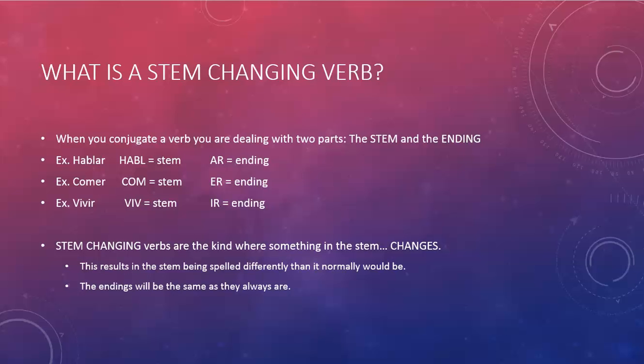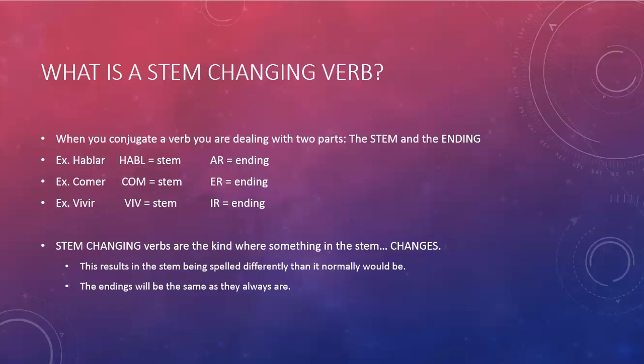What is a stem-changing verb? Normally, when you conjugate a verb, you are dealing with two parts, the stem and the ending. For example, if the verb is hablar, the stem is habl and the ending is ar. So the ending is the part you take off, and whatever's left over is the stem. So, for example, comer, the stem would be com, and the ending would be er. And vivir, the stem would be viv, and the ending would be ir.